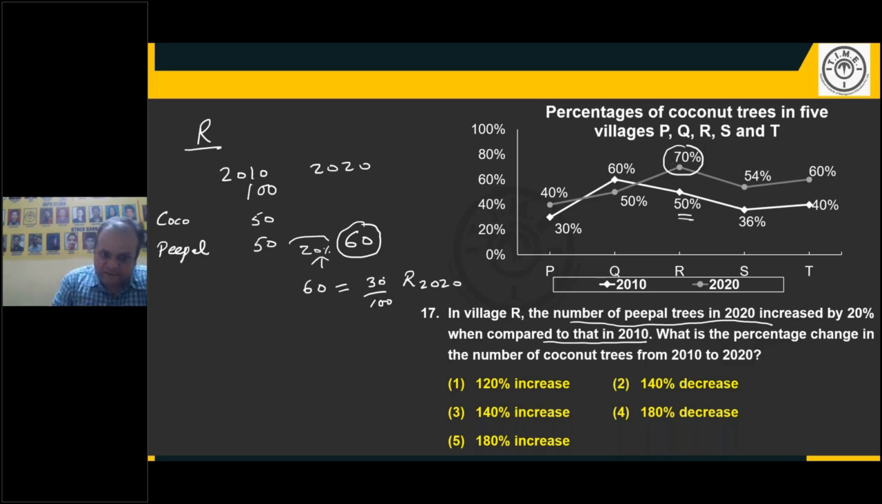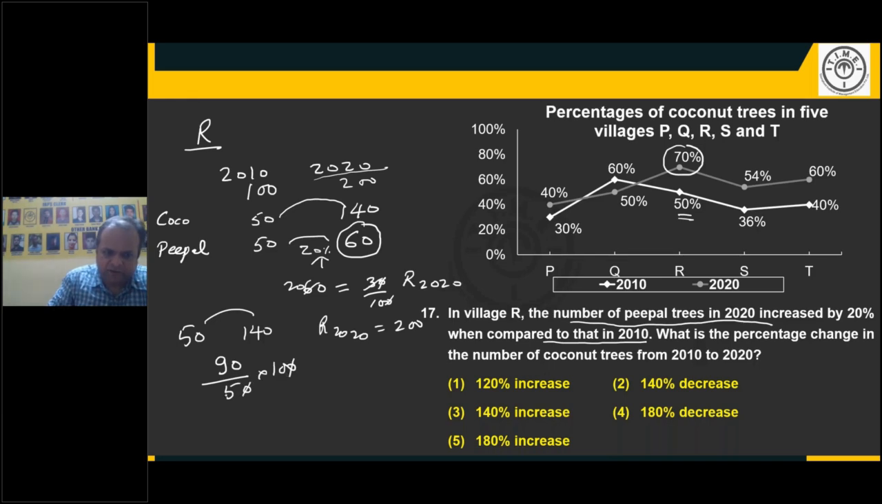Now, if we solve this, the 0 gets cancelled, the 3 gets cancelled, and we get R's 2020 total as 200. So if this total is 200, then this value will be 140. Now we can find the coconut trees' increase, which is from 50 to 140. What is the percentage increase? The change is 90, so 90 is the increase upon 50 into 100. If we solve this, we get 18, and our answer is 180% increase. So we can clearly mark our answer as option 5.